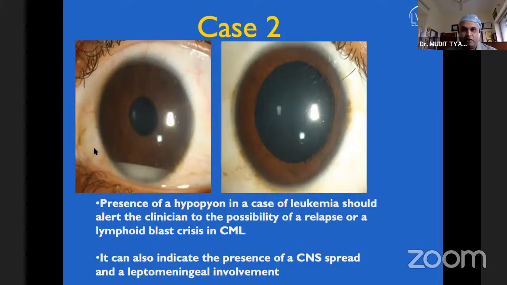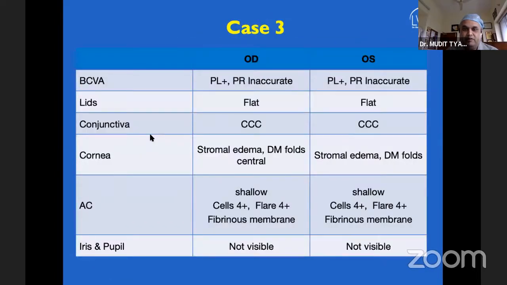Another patient, a known case of leukemia. Now, presence of hypopyon in a case of leukemia should alert us to the possibility of, number one, either a relapse or a lymphoid blast crisis. It can also indicate the presence of a CNS spread and a leptomeningeal involvement. So if you see a patient of leukemia presenting to your clinic with a hypopyon, remember your role becomes extremely important, because now you will be the one who will be able to probably diagnose an underlying blast crisis or a leptomeningeal involvement. So let me show you one more case.